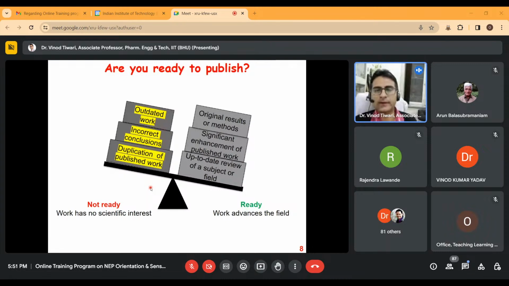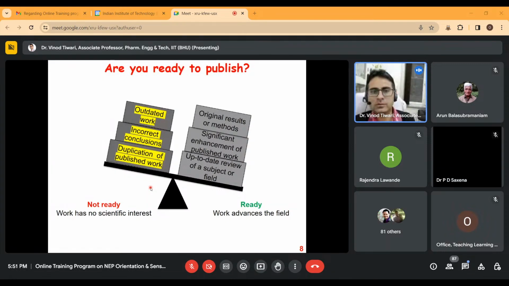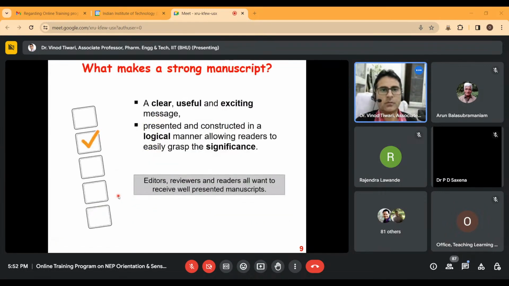Again, if you have to decide whether you are ready to publish or not, you can just look at these few points. If you think the work is original, or it will lead to significant enhancement of the published work with an up-to-date review of a subject, then you are ready to go for the publication. As I mentioned in the previous slide as well, if it is outdated, conclusions are incorrect, or if it is a duplication of the previous work, then it's a big no. You should not go ahead and should stop at that point.